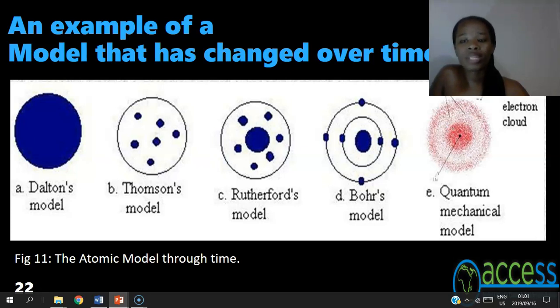But a problem with this quantum mechanical model is that it uses complex numbers, so people find it difficult to use. But we are using the Niels Bohr model and the quantum mechanical model.